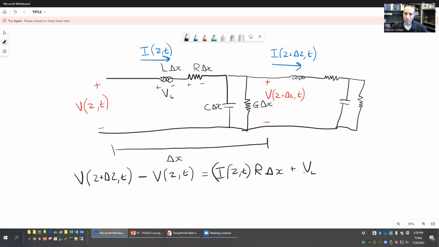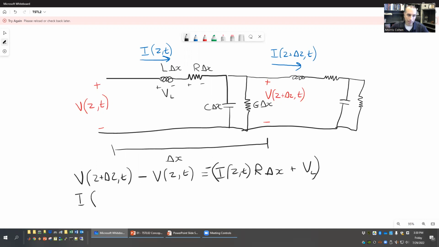So plus VL. I'm going to have to put a minus sign right here because the positive current is going to force the voltage in this next branch, Z plus delta Z, to be smaller. So I'm going to put a negative sign right there. Okay, good. So given that, we now have a relationship between V at one branch further down the transmission line to what the voltage is at the original location. Let's try to do the same thing for current.